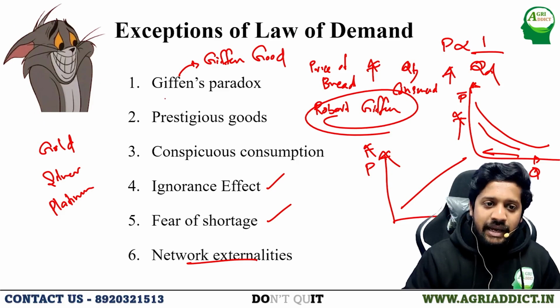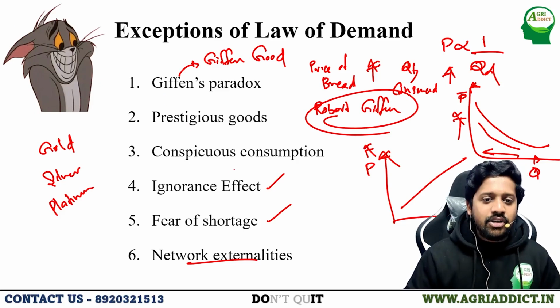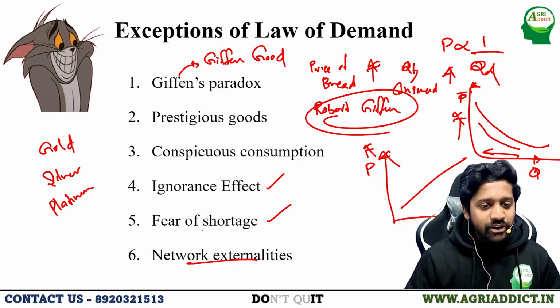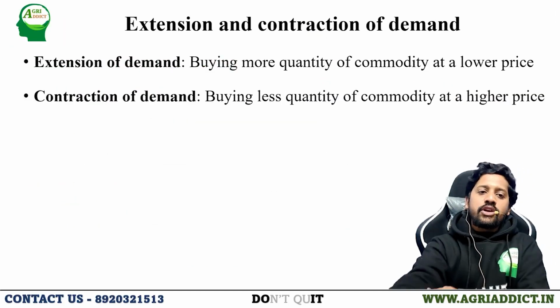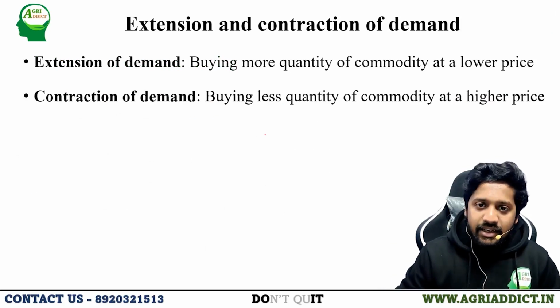So these are the exceptions to the law of demand. First one is Giffen's paradox, second one is prestigious goods, conspicuous consumption, ignorance effect, fear of shortage, as well as network externalities. Coming to another important concept, that is extension and contraction of demand.